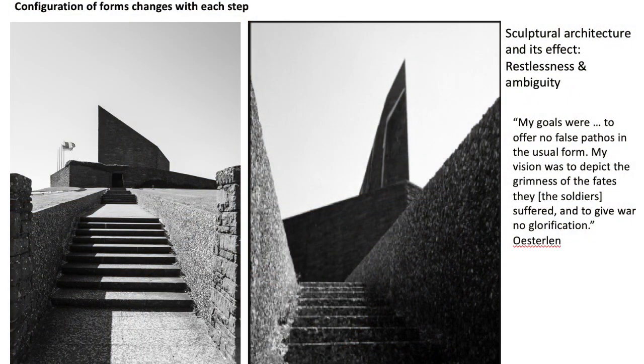And here we are. Like this. This is the same monument, but it's a sculptural architecture and its effect is a restlessness and ambiguity, since you can never pin down a firm form. And my goal, as Ungers said, was to offer no false pathos. There's a new pathos in the usual form. My vision was to depict the grimness of the fates the soldiers suffered and to give war no glorification. So it is quite an experience to walk through there because it constantly changes, which is the essence of Expressionism.